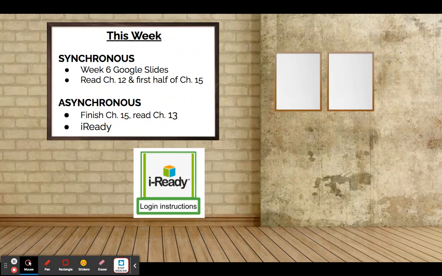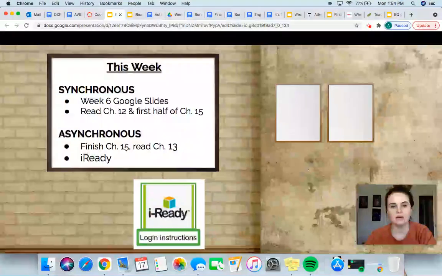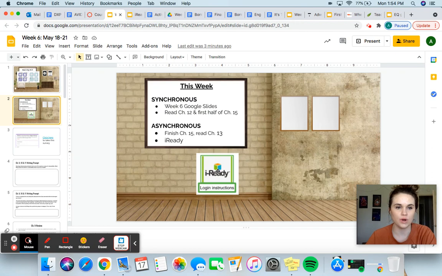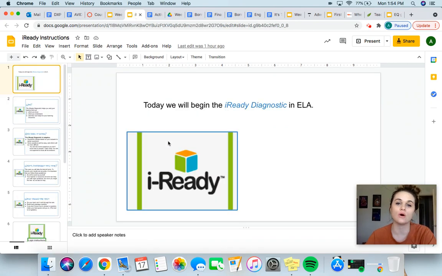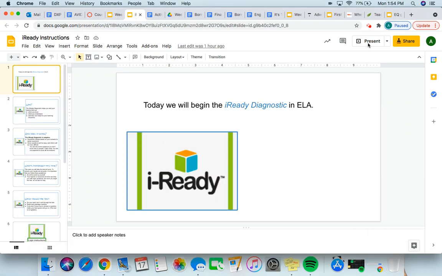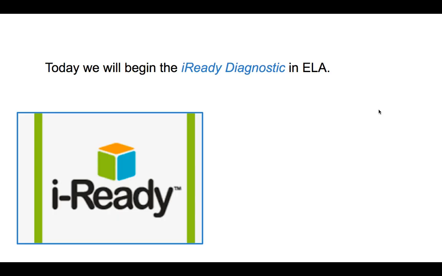There's also something called iReady that's right here. If you go onto Canvas, you will see that there's a slide presentation linked. So go on there and it should look like this. This is something that if you can get it done, that would be great. It's going to give us some information that will help us as we continue to work through our English Language Arts class this year and next year and the rest of high school.